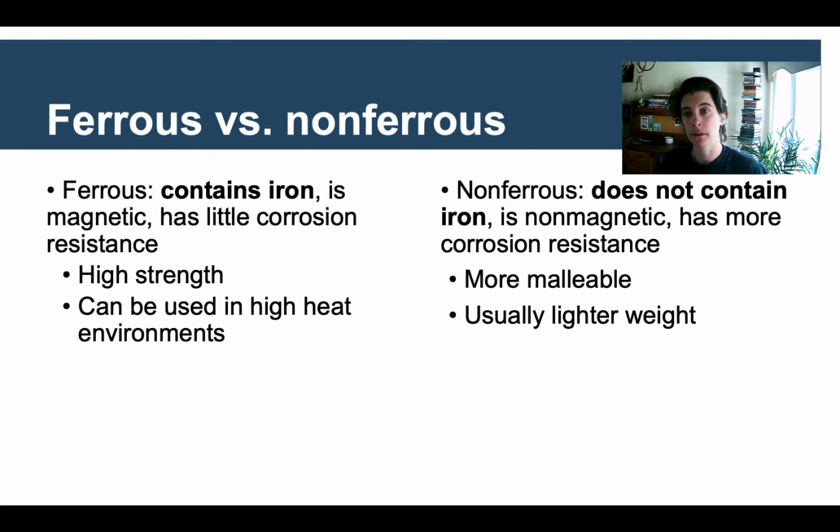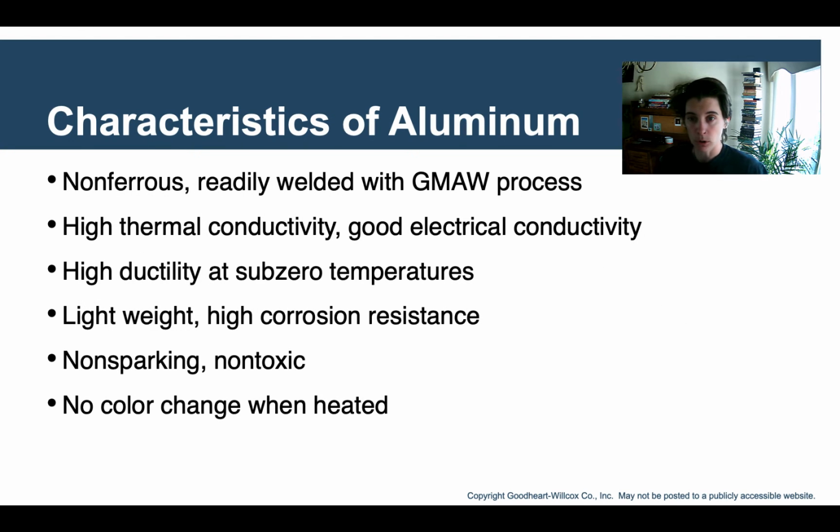Non-ferrous, no iron. That's the main thing to remember. So aluminum is non-ferrous, but still easily welded with the GMAW process. It has high thermal conductivity. That means it gets hot quickly, and therefore good electrical conductivity. It has high ductility at sub-zero temperature. It's just not going to get too brittle and crack. Very lightweight and high corrosion resistance makes it very valuable. Non-sparking and non-toxic, which is, again, very valuable for some applications.